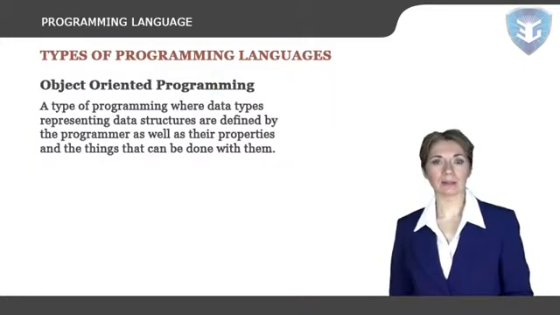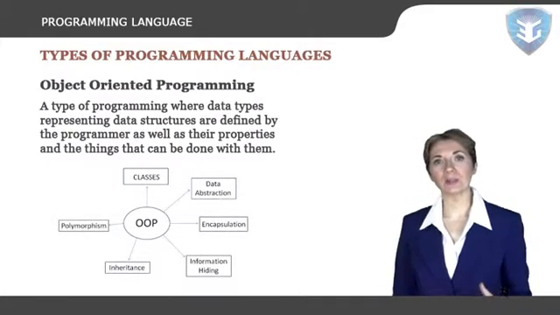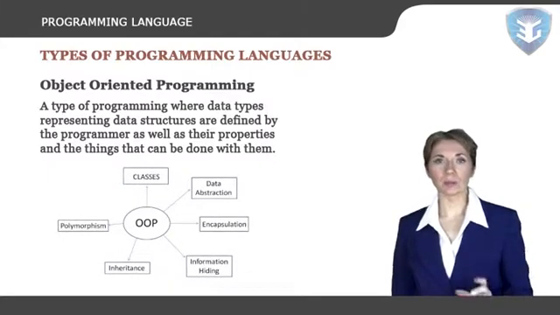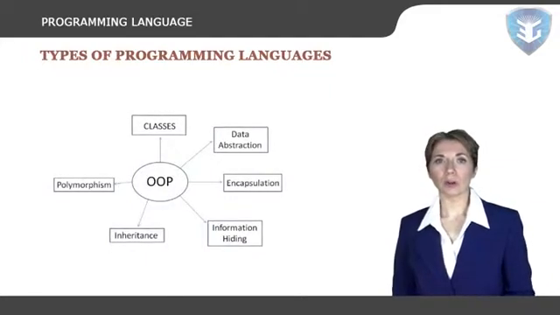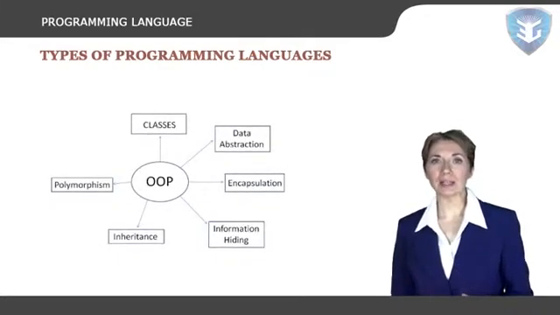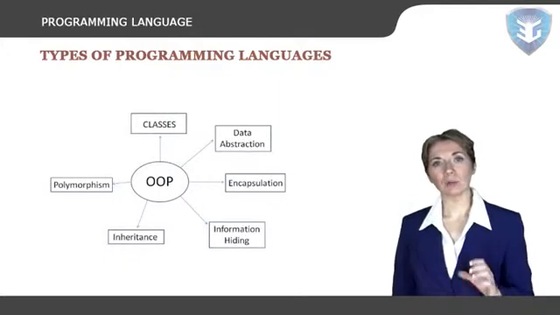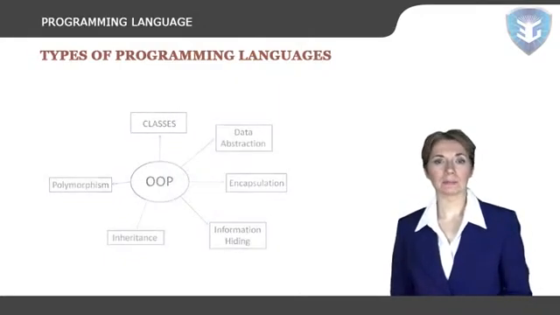Object-oriented programming is a type of programming where data types representing data structures are defined by the programmer, as well as their properties and the things that can be done with them. With object-oriented programming, programmers can also create relationships between data structures and create new data types based on existing ones by having one data type inherit characteristics from another one.